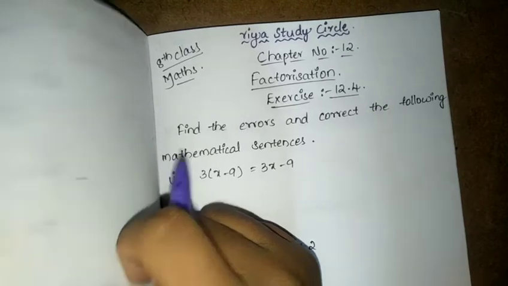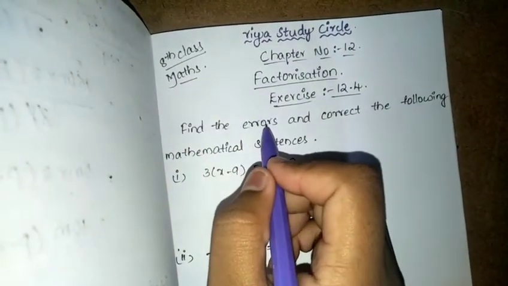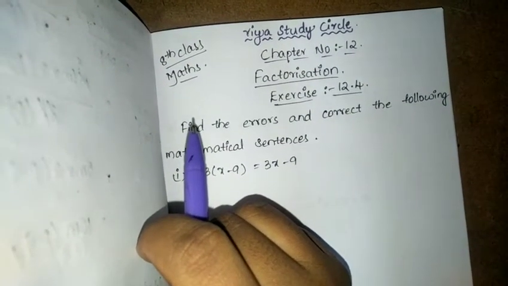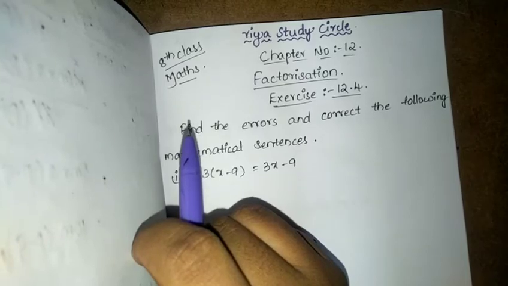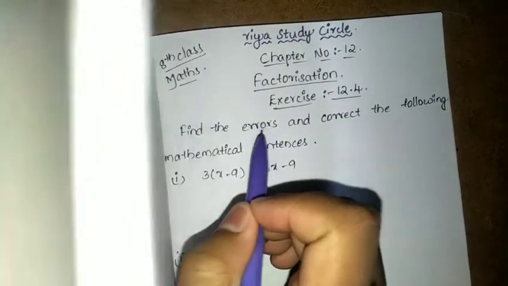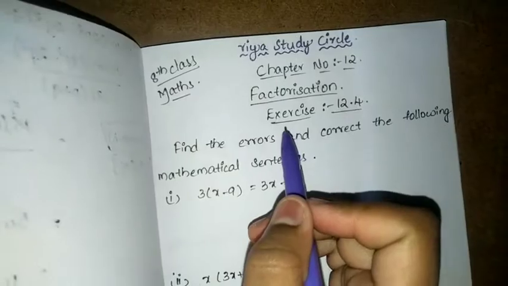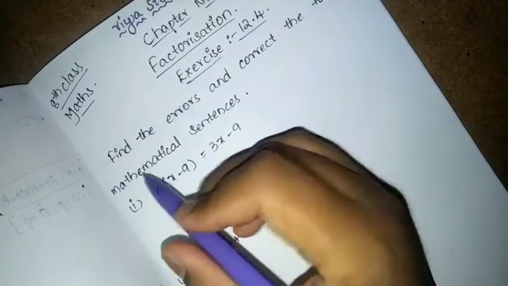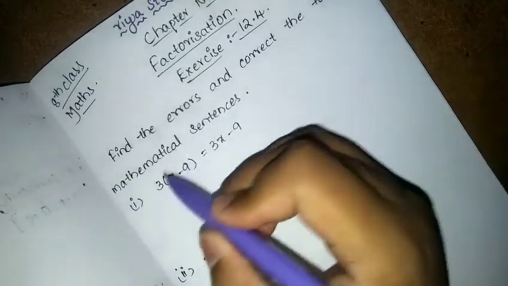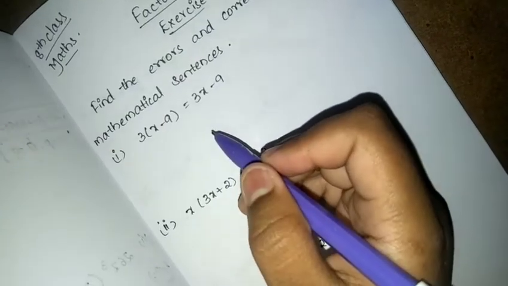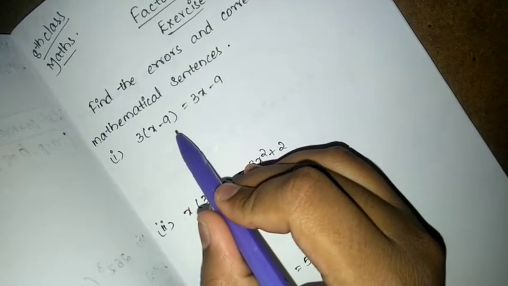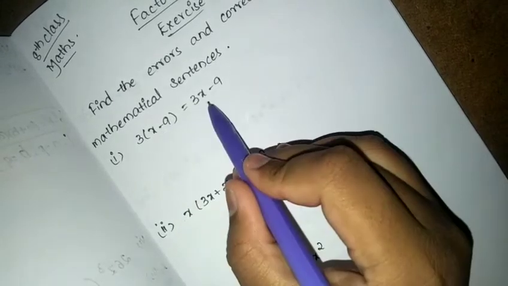Today I am going to explain 8th class Maths chapter number 12 factorization, exercise 12.4. In the last video I explained exercise 12.3 problems, so today I am going to explain the problems in exercise 12.4. The problems are: find the errors and correct the following mathematical sentences. In this exercise, firstly, we have to find the errors of each mathematical sentence and then we have to correct them.